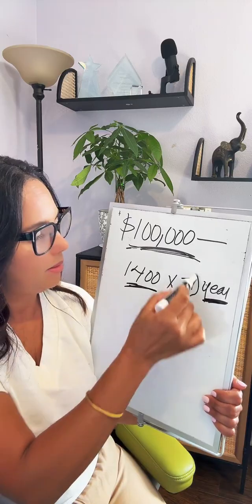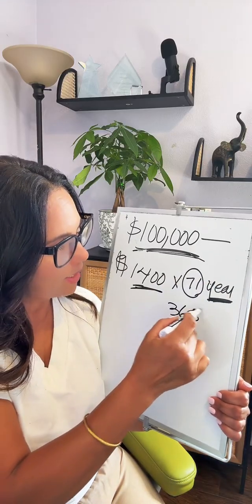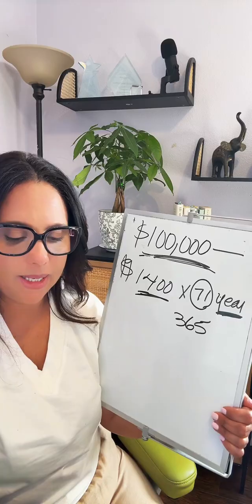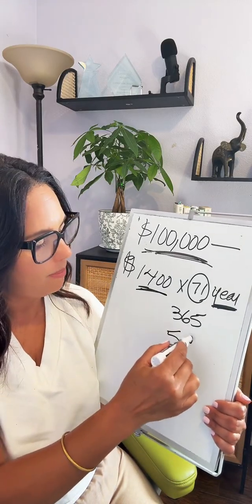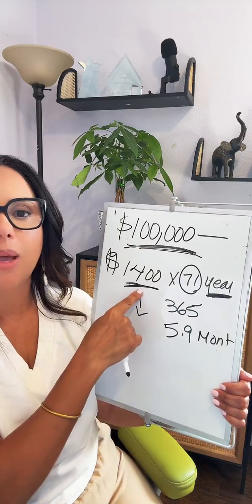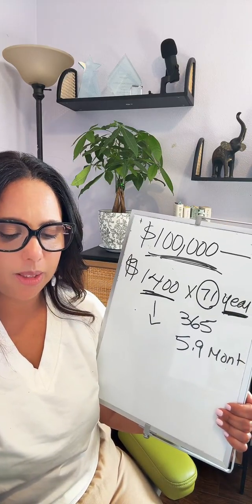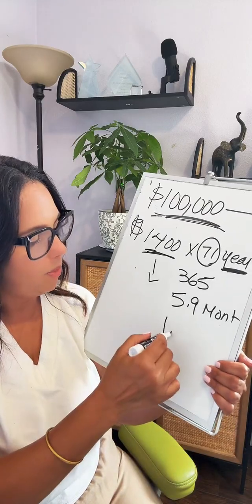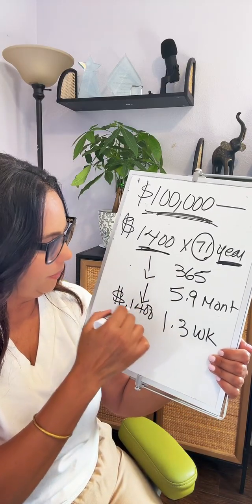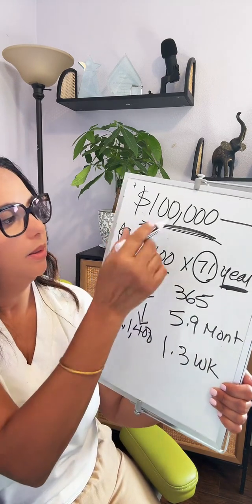You sell these over a year, and there are 365 days in a year. Imagine dividing it into 12 months. That's only 5.9 a month. Imagine dividing 71 into 52 weeks. That's 1.3 a week. This is the number you get.